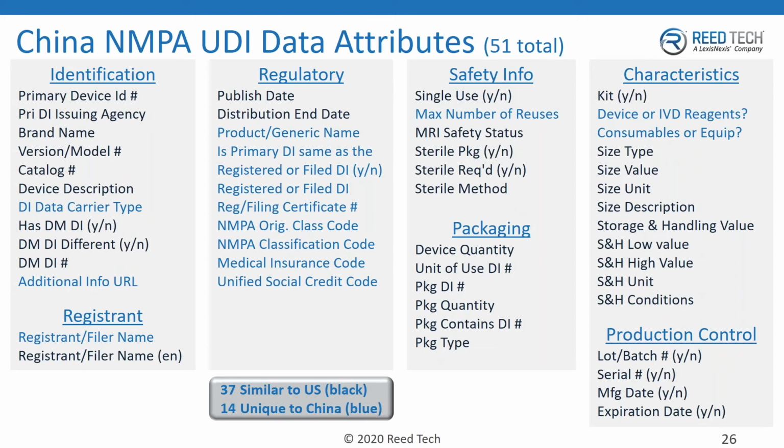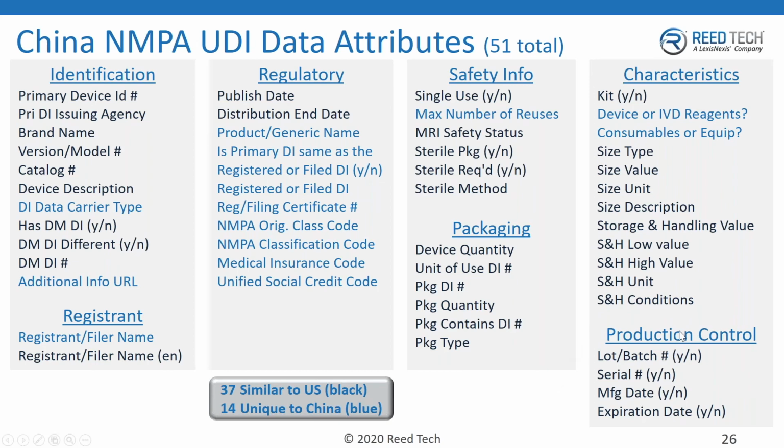So just as in the European and the U.S. UDI initiatives, there are some categories. We might have put them in various groupings here just for presentation purposes. And you'll notice that some are in black. The groups are identification, information about the registrant, regulatory information, safety info, package information, characteristics, and production control. So you are probably very familiar with those types of groupings if you've been involved in the European data set or even the US data set.